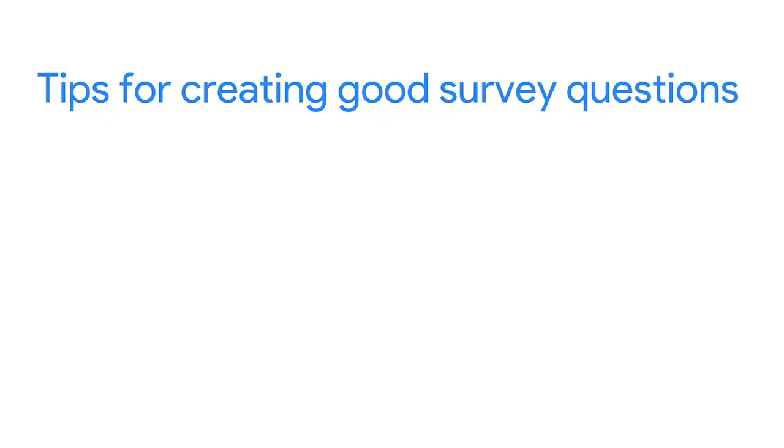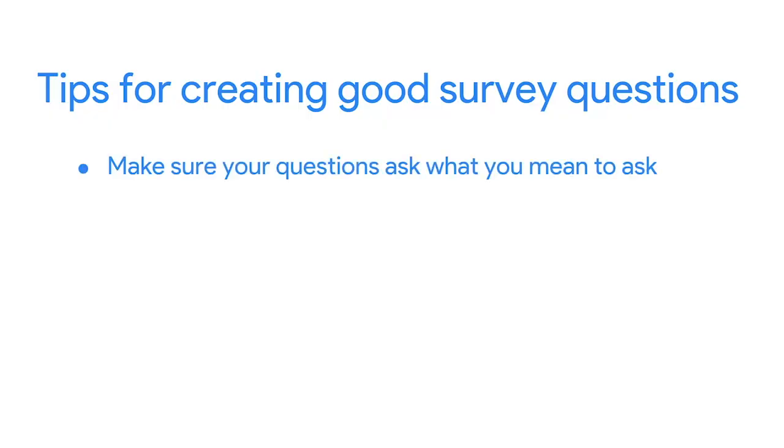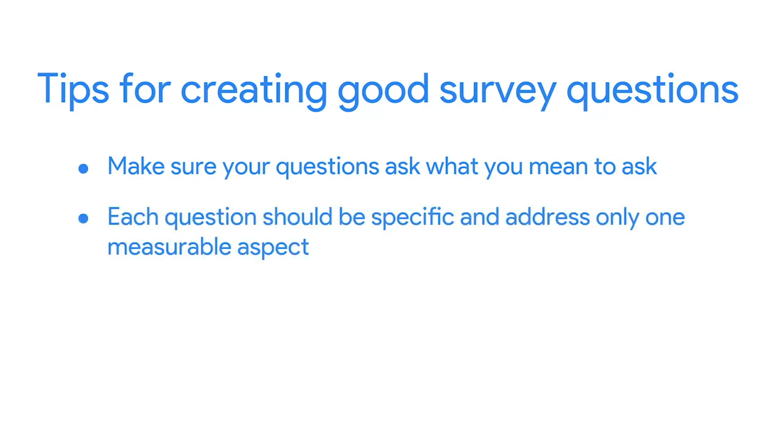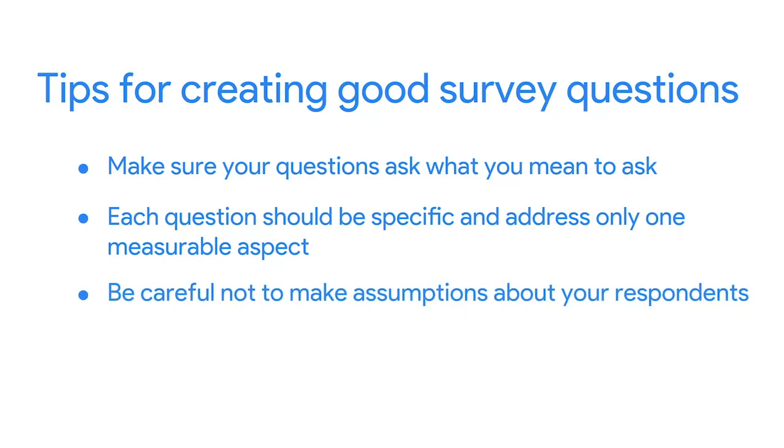Regardless of the question type, creating good survey questions is a skill that takes a bit of practice. Here are some tips. First and foremost, make sure your questions are asking what you mean to ask. Each question should be specific and address only one measurable aspect. Be careful not to make assumptions about your respondents. For example, don't assume that everyone taking your survey knows or enjoys the same things or has similar life experiences. Ask questions and provide answer options that allow people to answer accurately about their experience.